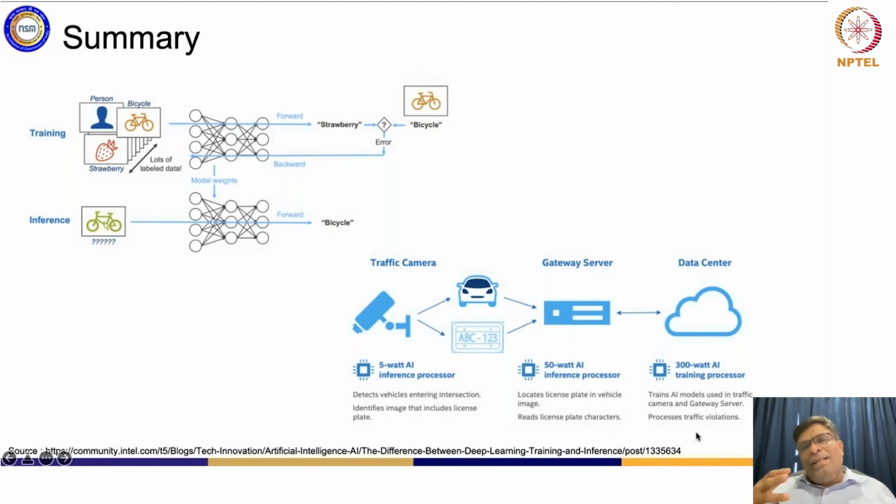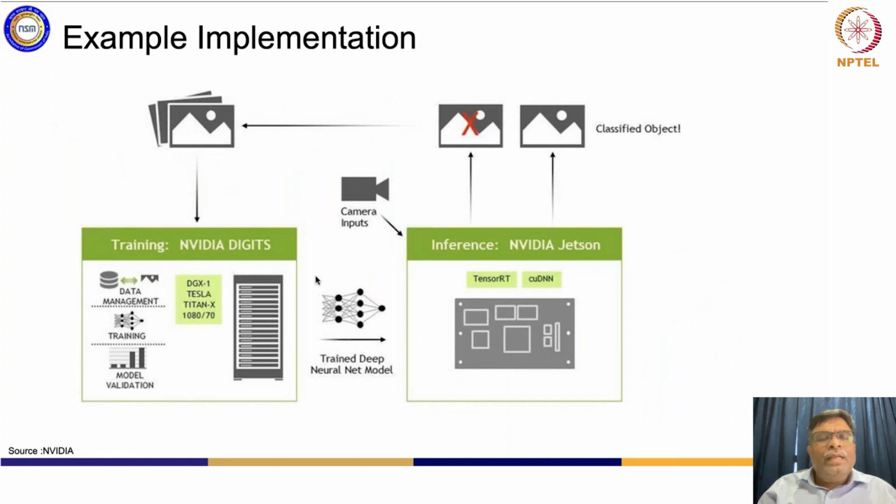So the idea is that the level at which you put in your model and the way in which it has to be used varies, okay? And the idea is that here you are going to use something which is trained and something which has to be deployed for inferencing, right? So now this is the actual example implementation.